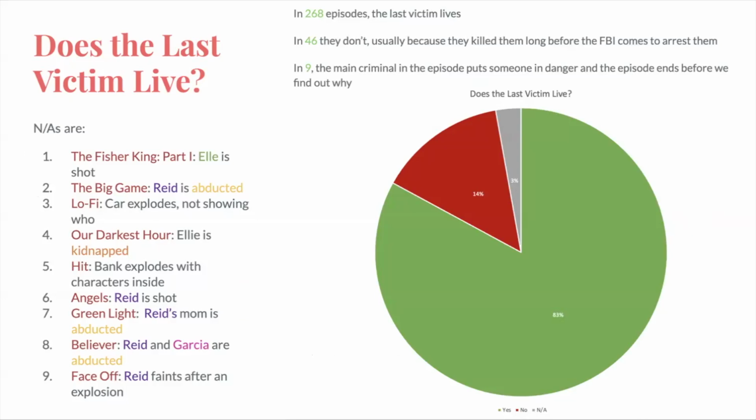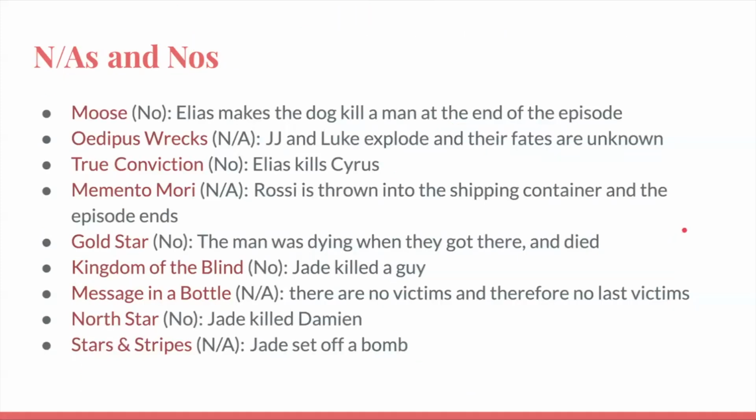Okay, so this is a slide from my first Criminal Minds slideshow about the last victim. As you can see, they had an 83% success rate, with only 14% of last victims dying and 3% being NA cliffhangers. These are the NAs, they're just all the cliffhangers with the main characters, except for that one. I can't exactly read this number, so I'm pretty sure it says 268. But in 268 episodes, the last victim lived, in 46 they don't, and in 9 it was a cliffhanger. Okay, anyway, back to evolution.